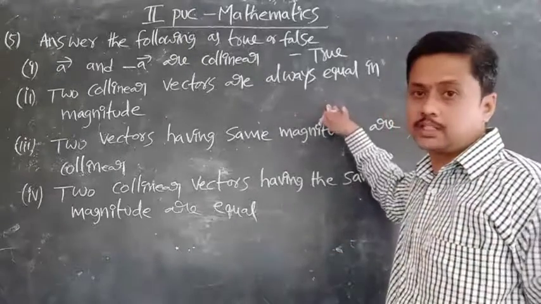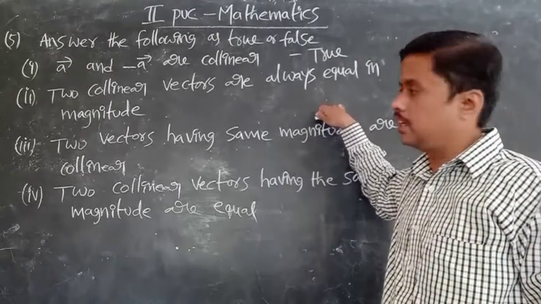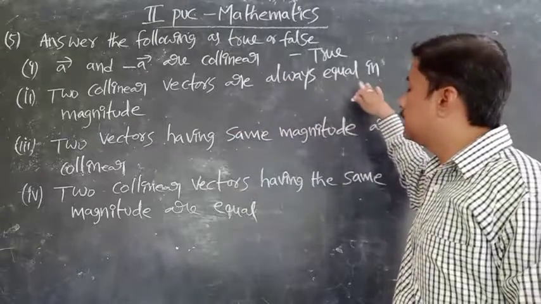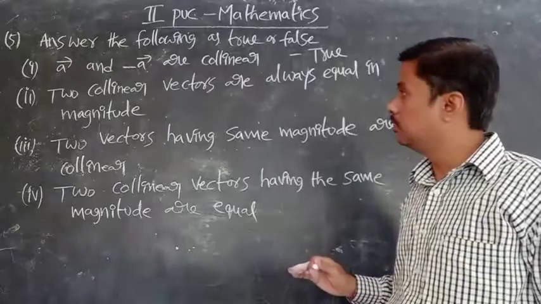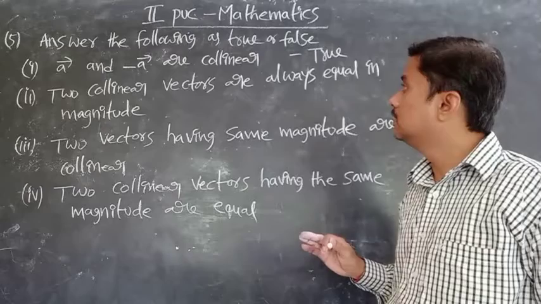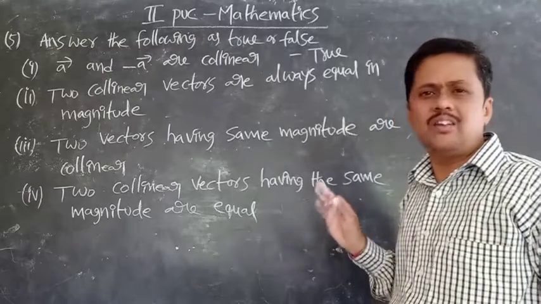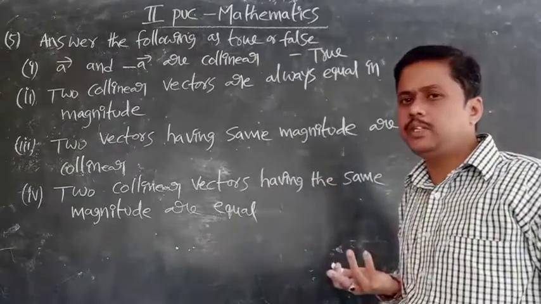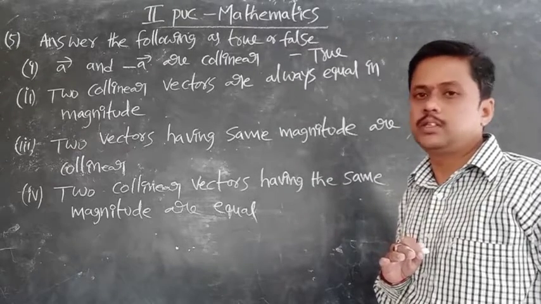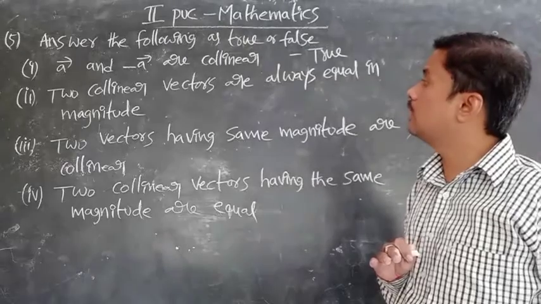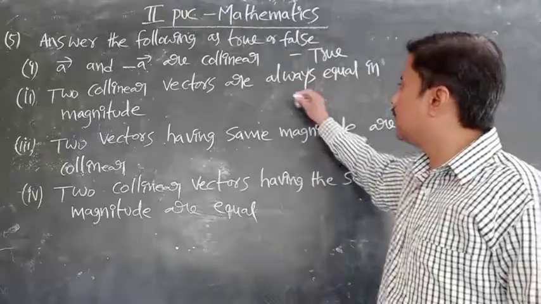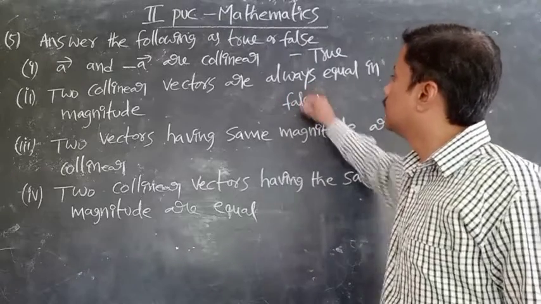Next, we move to the next question. Second question: two collinear vectors are always equal in magnitude. Collinear vectors need not always be equal in magnitude. Sometimes it may be equal, and even if not equal, they are still collinear. So two collinear vectors are not always equal in magnitude, sometimes it may be. So therefore it is false.